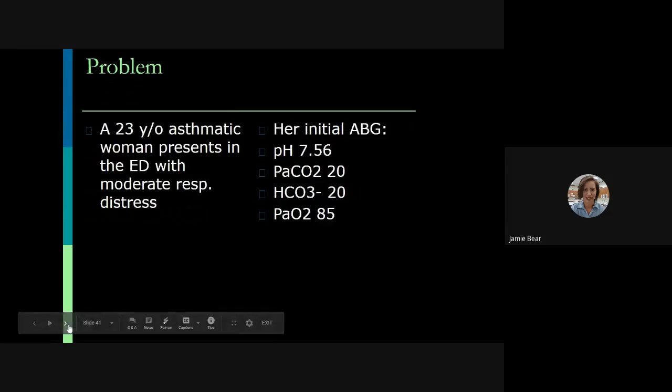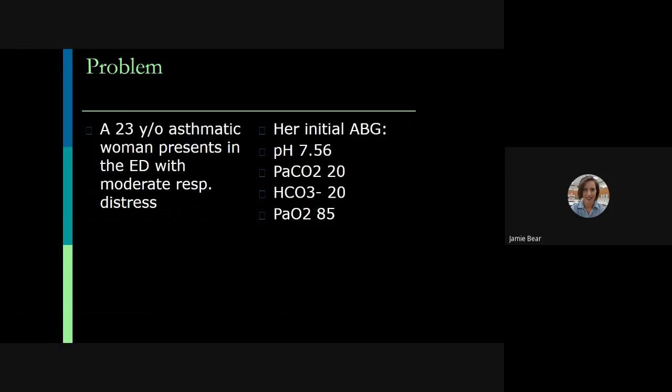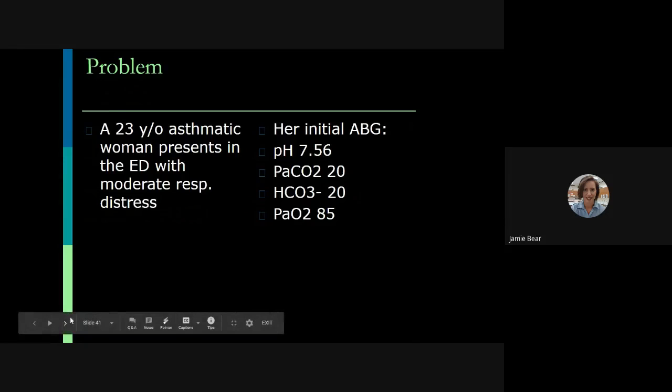Okay, a 23-year-old asthmatic woman presents in the ED with moderate respiratory distress. Her initial ABG is 7.56, 20, 20, and 85. So that is a partially compensated respiratory alkalosis with normal oxygenation.